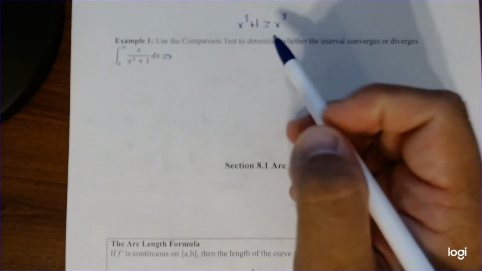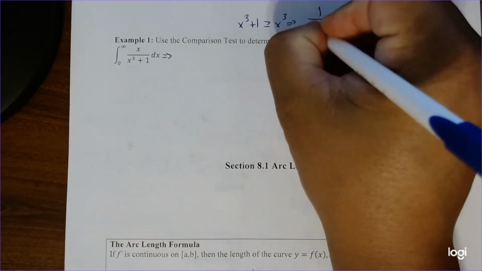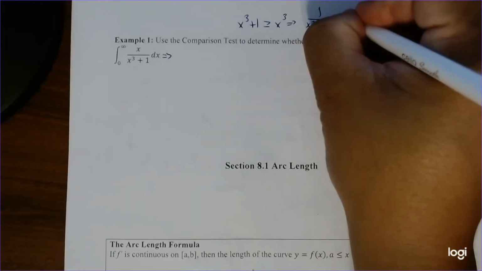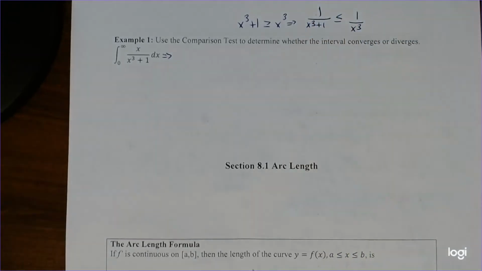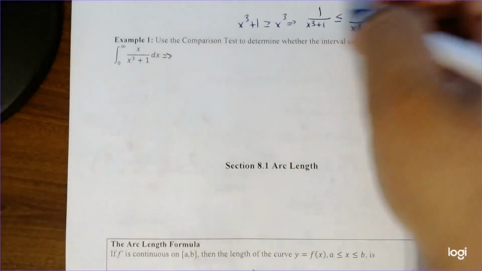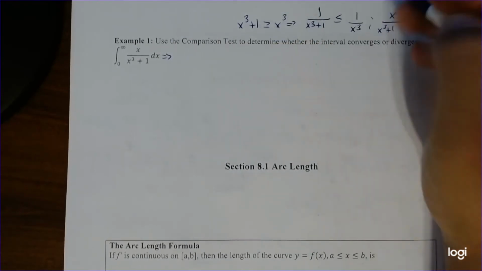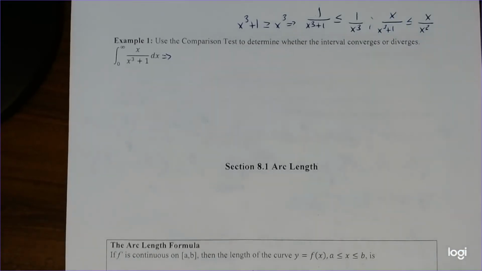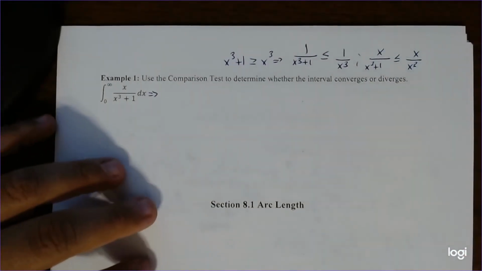I know that's true. However, when I flip it, meaning when I bring it one over, this now flips. And now finally, I'm going to multiply by x because I want exactly that on both sides. So this is now x over x to the third plus 1, which is exactly what we started with. So multiply both sides by x. And notice this ends up simplifying to just 1 over x squared.